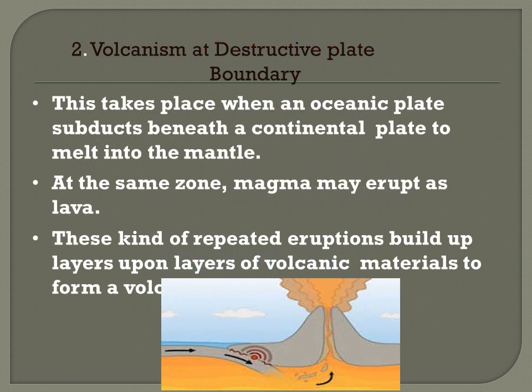Then we have volcanism at destructive plate boundaries. That means on the land. Same thing happens on the land also. There is magma, and if there is an opening, it will come out, but it will show some signs. First of all, fumes will come from the opening or the vent. And we can predict that at a certain time it can erupt, but that is also very quick.